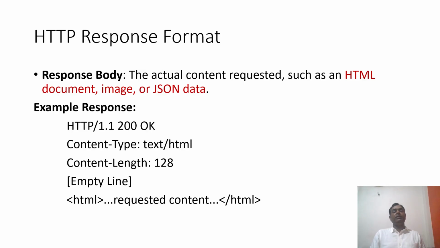Then the Content-Length, it is 128 bytes. Basically this 128 is written in decimal. It means the total content length sent from the server is 128 bytes. Then there is an empty line, and after that the response is written here. In this case the response is in the form of HTML. So you will get the requested content like this: HTML, then the requested content, and then close this HTML tag. In this way you will receive the response.